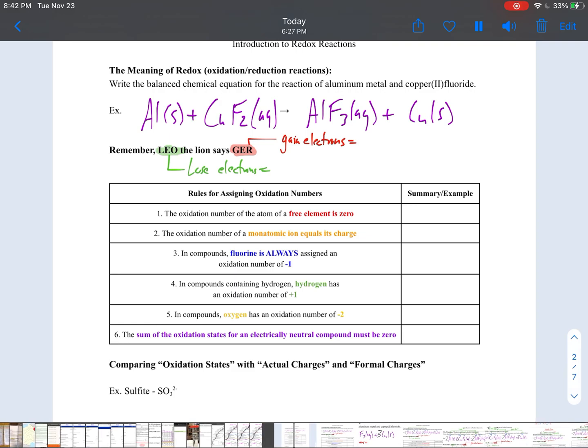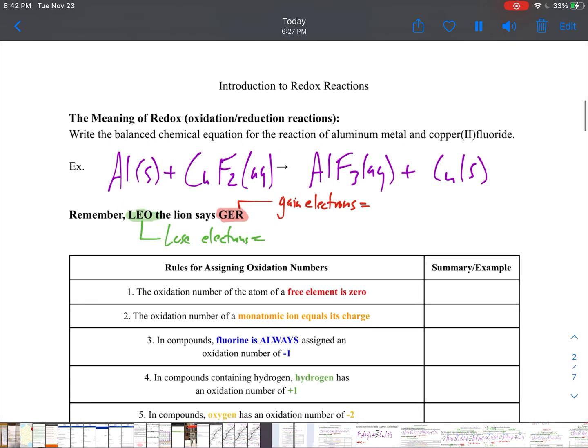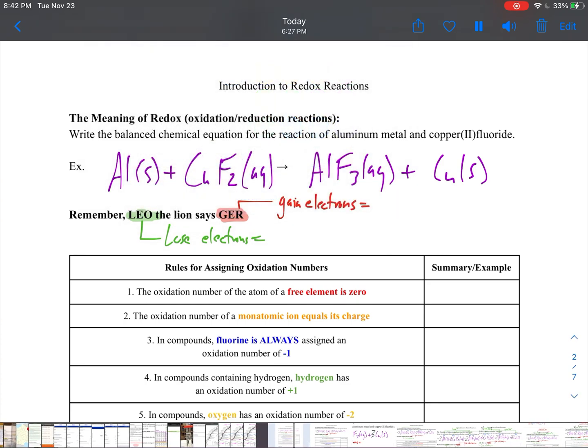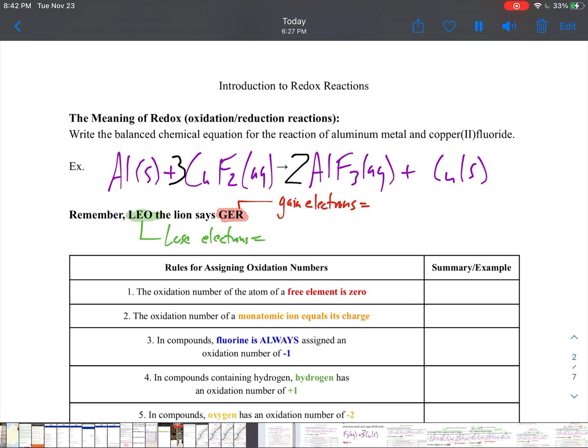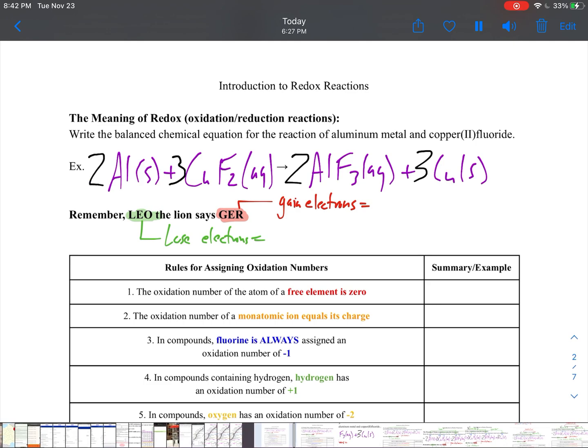So in class, we had just gotten through this reaction here. Depending on what period you were in, I think in one period we balanced it, another period we didn't. So go ahead and pause and balance if you haven't yet. Hopefully you recognize that we need 2 times 3, 6 fluorines there, 3 times 2, 6 fluorines there, 3 coppers, 2 aluminums, 2 aluminums, and now we're all balanced out.